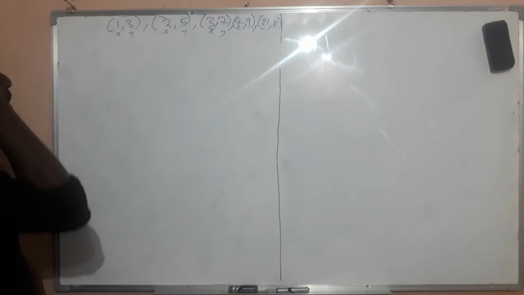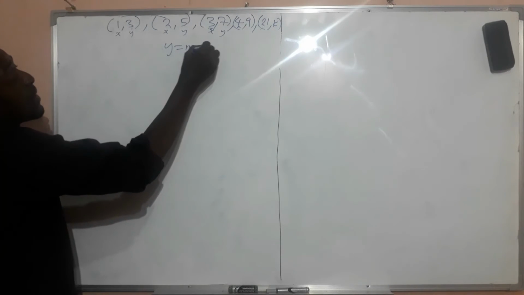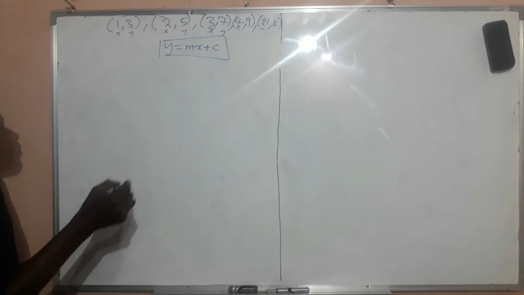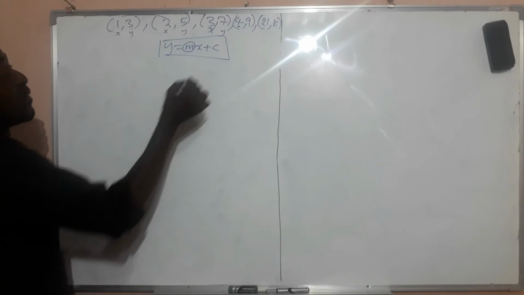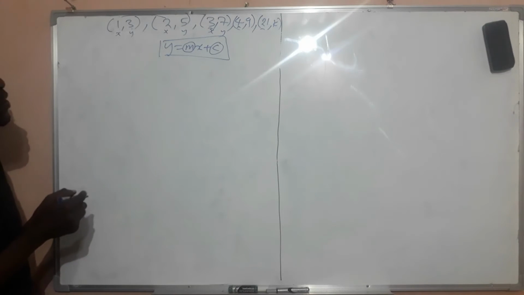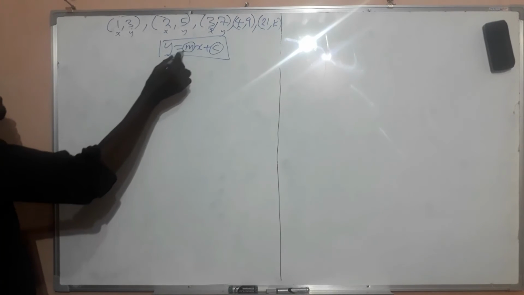When we say find the equation here, we use the formula y is equal to mx plus c. For you to write down this equation, you need m, which we usually call the gradient, and we also need c, which we call the y-intercept. So now, what we do is start by finding m.